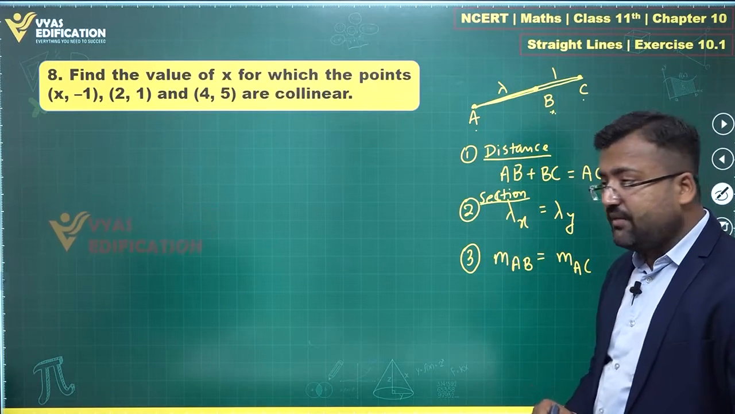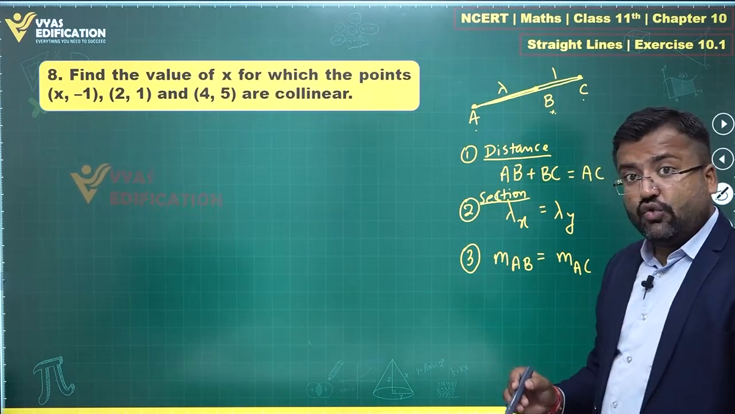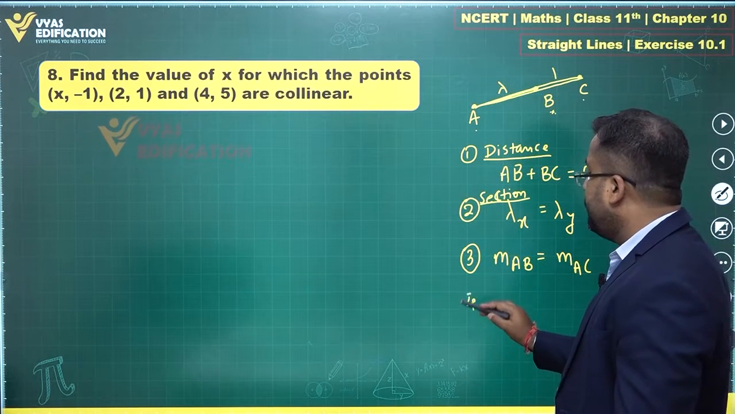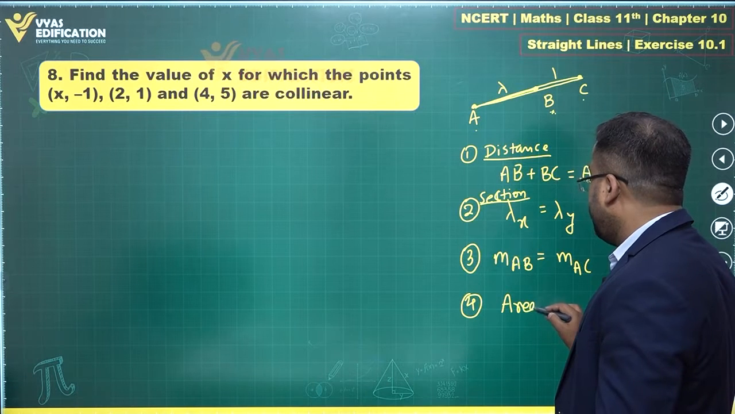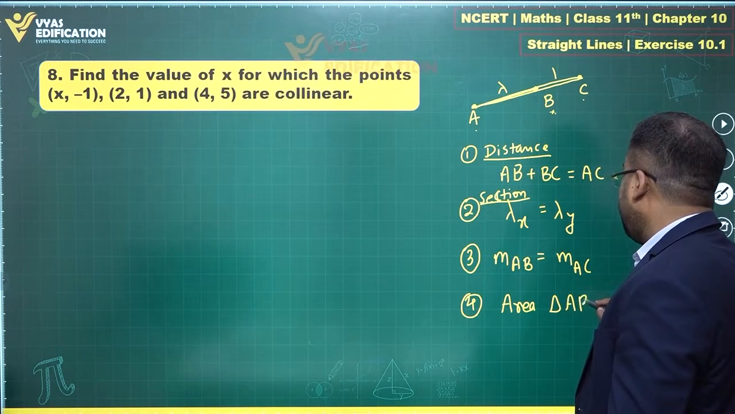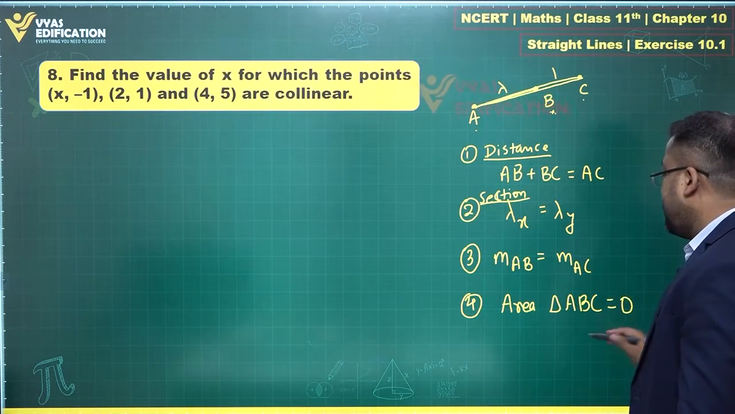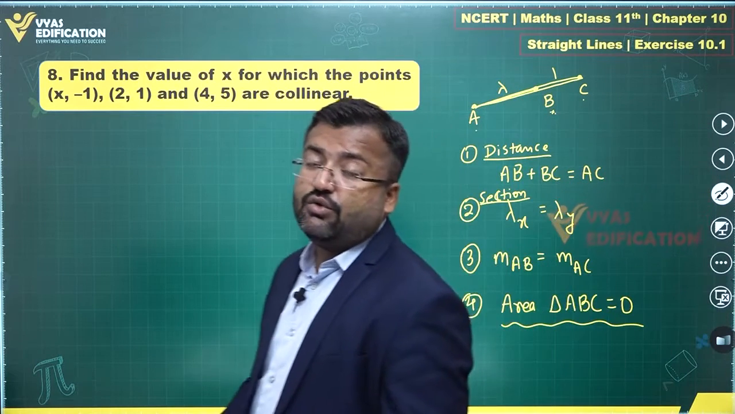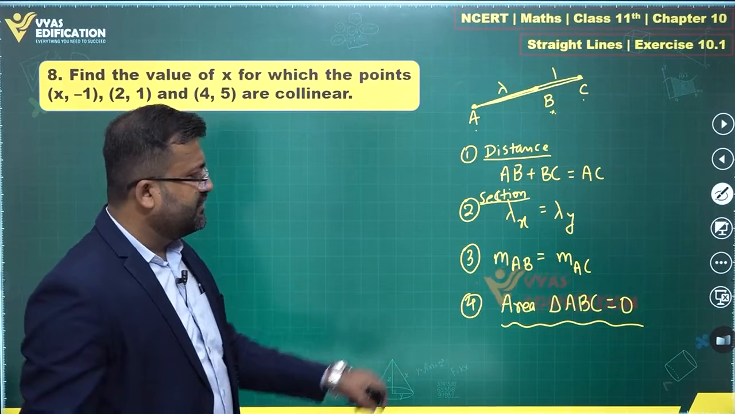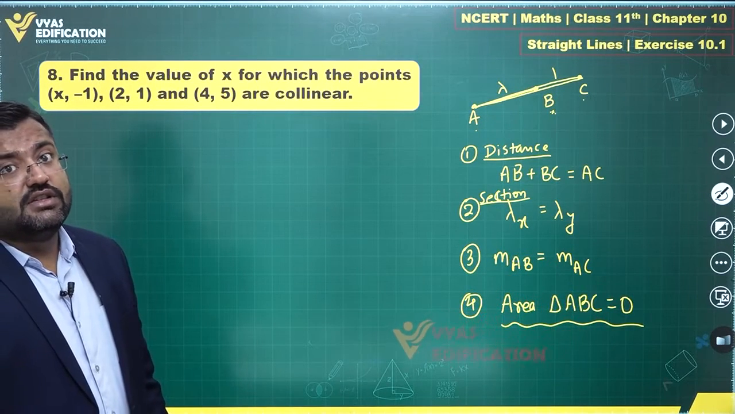If they are the same, then you can say that the points are collinear. Another approach could be using the concept of area of a triangle. If the area of triangle ABC is 0, then you can say that yes, the 3 points A, B and C are collinear. That's another approach that you can follow with regards to this, right?